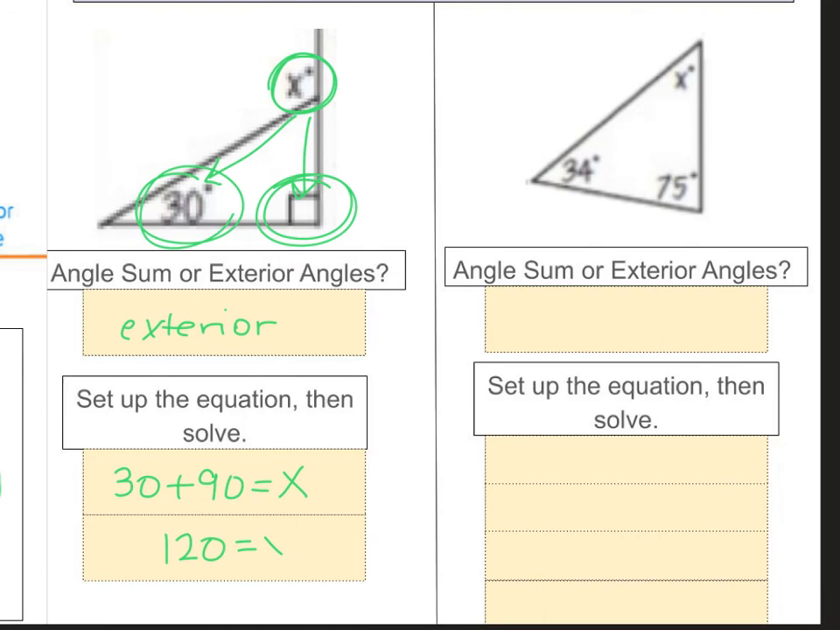Then you do the next one. This is missing an interior angle, so this is an angle sum problem. Set up the equation. We know that if we add the three interior angles together, it will equal 180. Follow the steps from that previous slide. You'll find what your x is equal to, and that's the work you will be showing on your practice for today. Good luck.